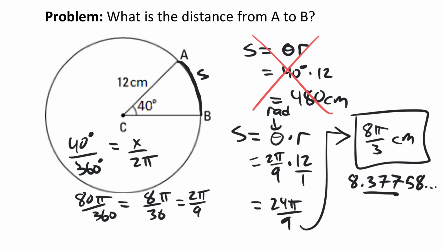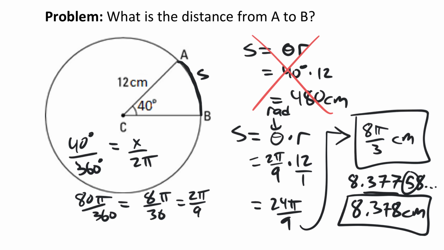We want to go to 3 decimal places. So we look at the 5 and the 5 rounds up. So it'll be 8.378 centimeters if you wrote it as a decimal. And now that seems more reasonable. This seems less than 12. Around 8? Yeah, that seems all right. So this formula works now, and we need to know, of course, that the theta needs to be in radians. That was the key to get the formula to work.